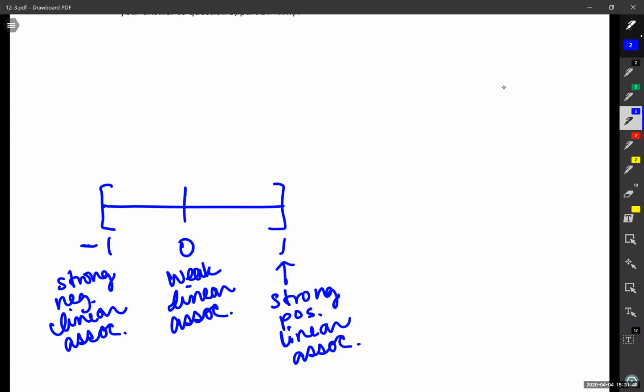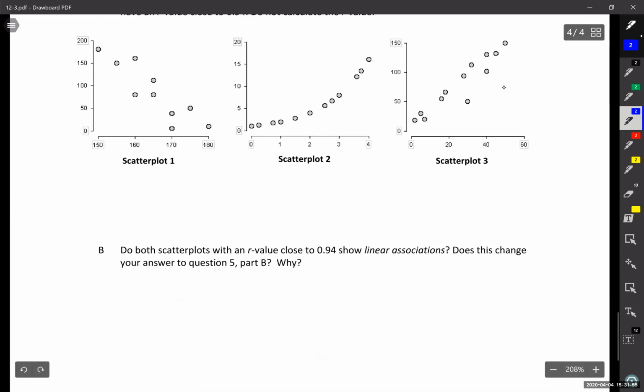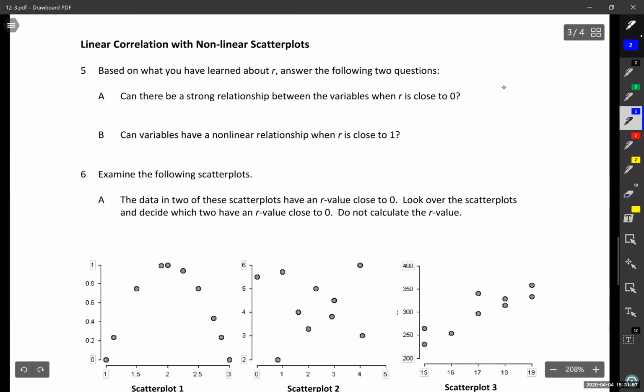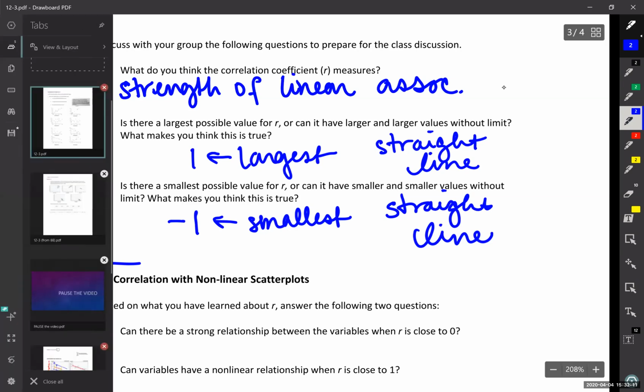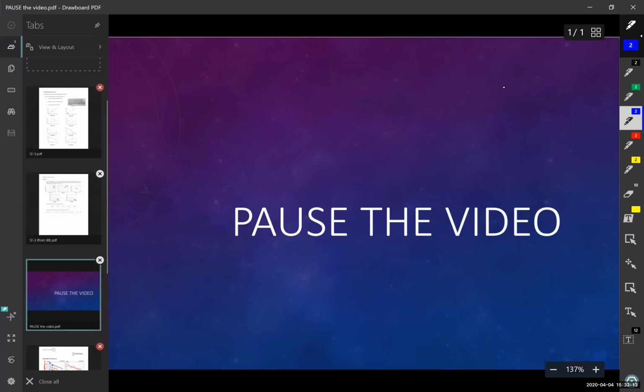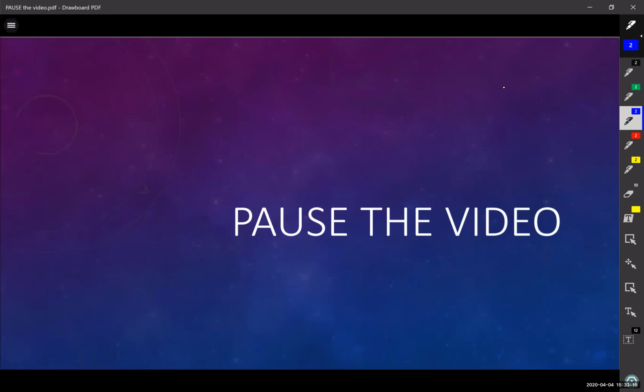Okay, so looking at this chart and number 4, which basically says that chart, but in words, I want you to look at number 5, 6, and 7 and see what you think about those 3. So go ahead. This is Fun Friday after all, so we have lots of time for you to try stuff. Go ahead and pause the video and do 5, 6, and 7.